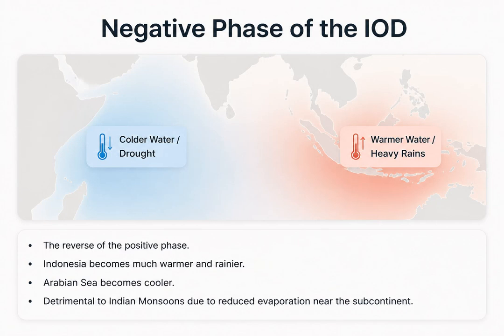Conversely, during a negative IOD year, the seesaw tilts the other way. The warm water is pushed toward Indonesia, making that region much warmer and rainier. Meanwhile, the Arabian Sea becomes cooler than normal. Cooler water means less evaporation off the coast of India, which starves the monsoon winds of the moisture they need, often leading to deficit rainfall and drought conditions in India.